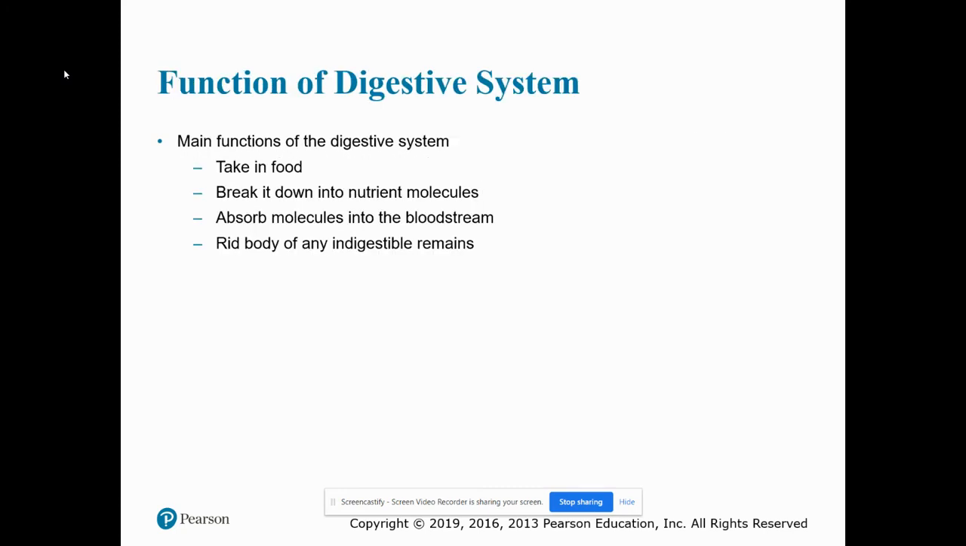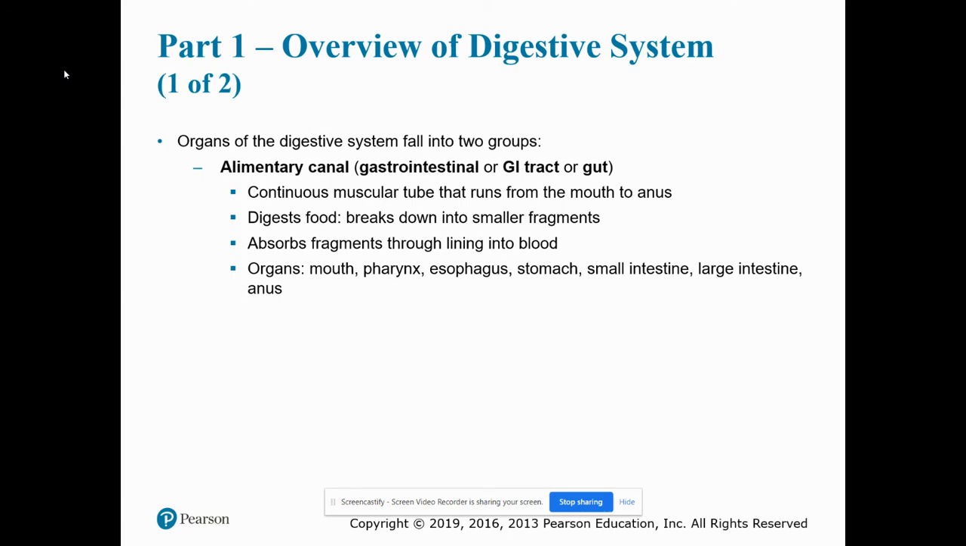There are some main functions of the digestive system, and they include to take in food, to break it down into nutrient molecules, to absorb those nutrient molecules into the bloodstream, and then to get rid of anything that remains, any indigestible substances. The organs of the digestive system fall into two groups. We have the alimentary canal, or the gastrointestinal or GI tract, or the gut. And then we also have accessory digestive organs, which I'm going to talk about on the next slide.